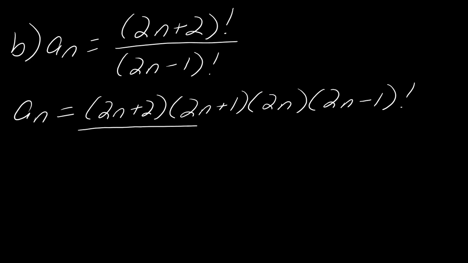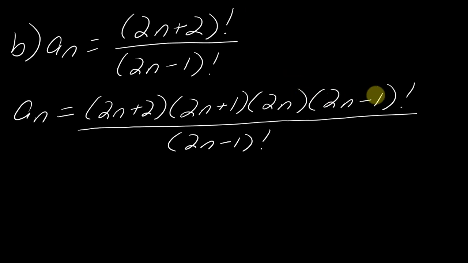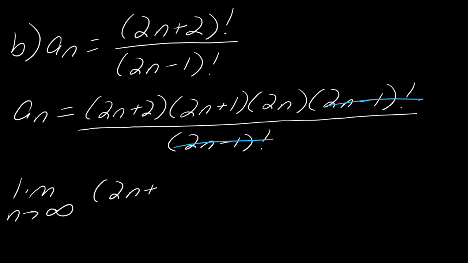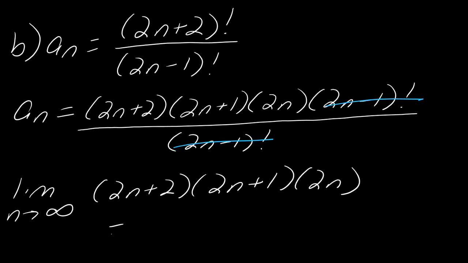I bring this up because at some point I get this (2n minus 1) over (2n minus 1) factorial. Cool. So those cancel out. This is important to notice because it will really change how we take the limit. This is just equivalent to multiplying these terms. Now when I take the limit as n goes to infinity of these terms, I've got 2n plus 2, 2n plus 1, and 2n. Well, obviously this is just going to go to infinity now. So this means that this sequence diverges.